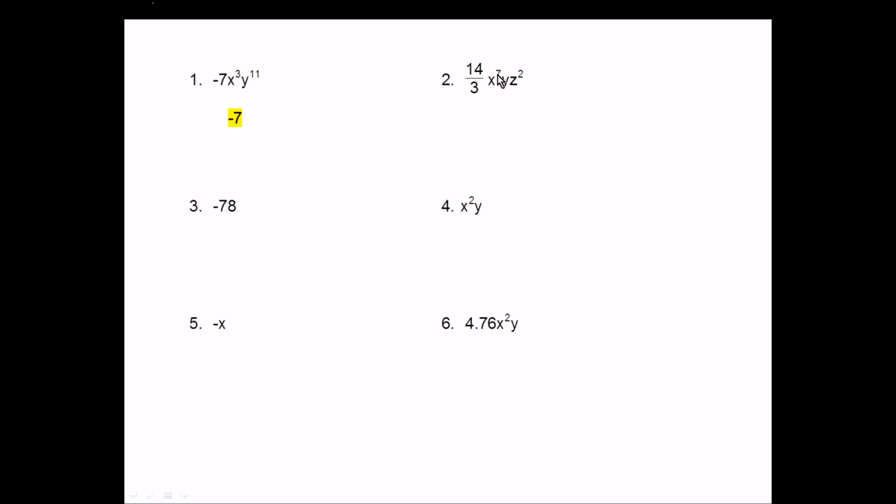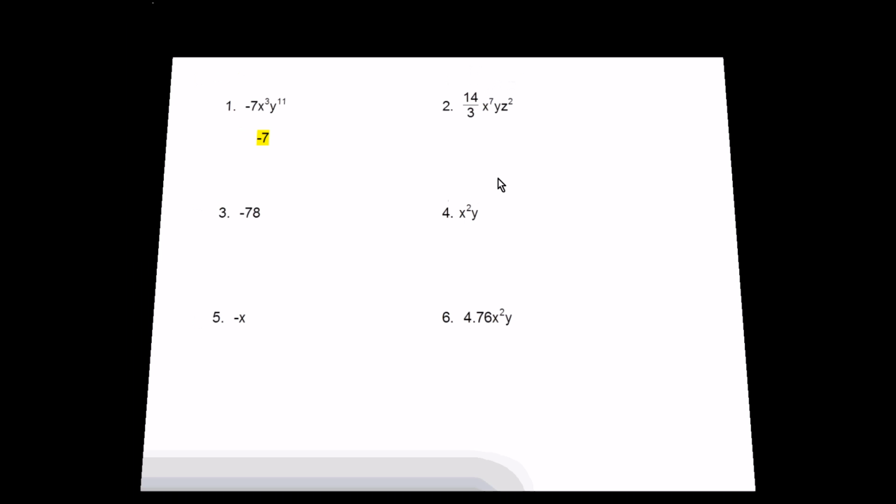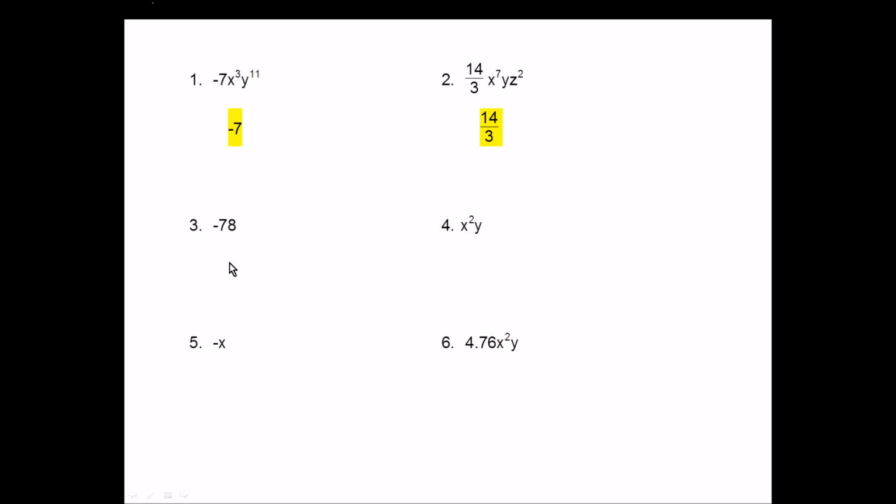For number 2, x to the 7th y z squared, those are the variables. So 14/3 is the coefficient. For number 3, there is no variable part. So the constant term is its own coefficient, negative 78. That's going to be true for any constant term. It is its own coefficient.